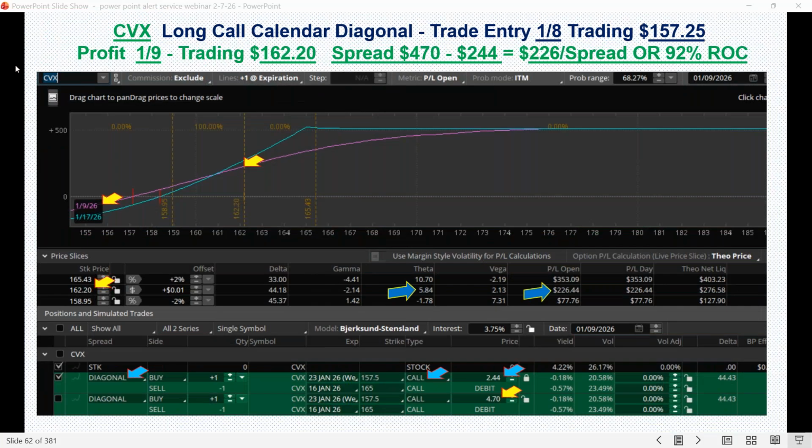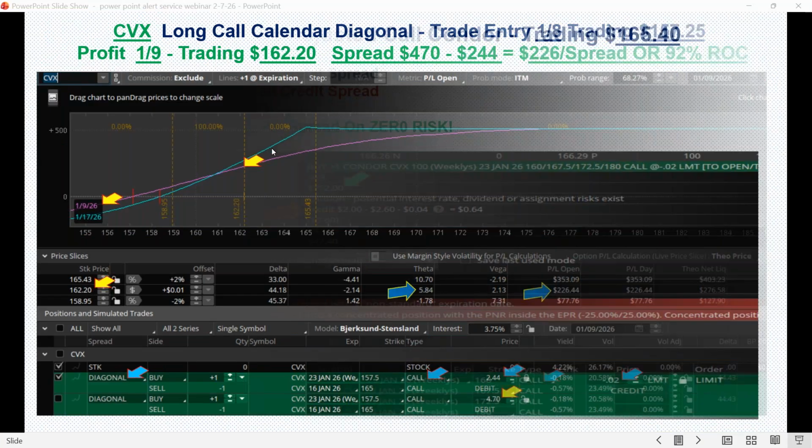So here was the initial trade, just kind of run through it. We started out long at 23 Jan, 157.5 call, short 16 Jan against it, 165. All right, so started out with that at 244 bucks at risk, and then that spread blew to 470. And so it was up $226 per spread on that risk of 240. So it was up 92% return. But then we did some more adjustments, which turned this trade into a free trade.